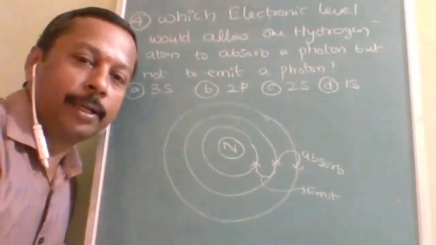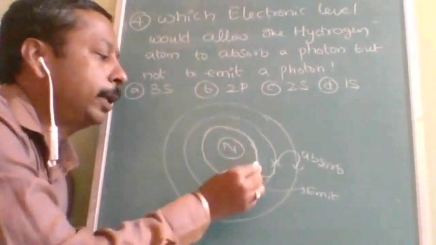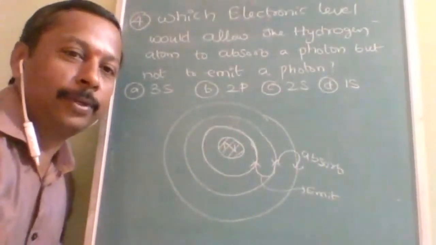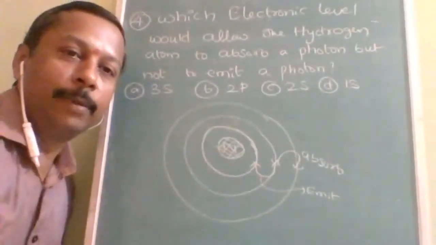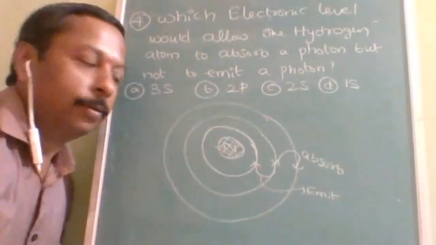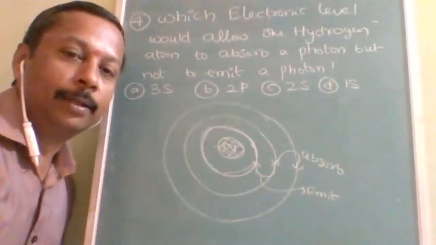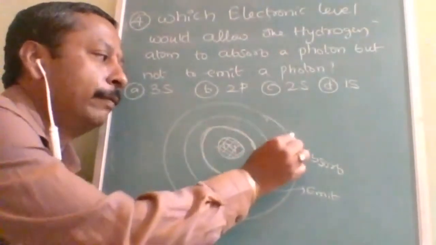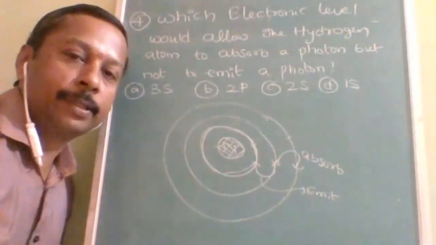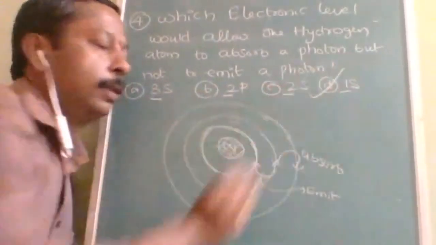It should not emit, which means it should already be at the lowest possible position. Which is the lowest? It cannot go inside, because inside there is a dangerous nucleus. Once the nucleus catches the electron, it will become a big zero, because the nucleus has a proton, and proton plus electron is zero. So the electron will never want to go to the dangerous nucleus. It will always go away, and that will absorb only. It will not emit. Understood? So the answer should be the first energy level. Here third energy level, second energy level, first energy level. So the answer is option D.